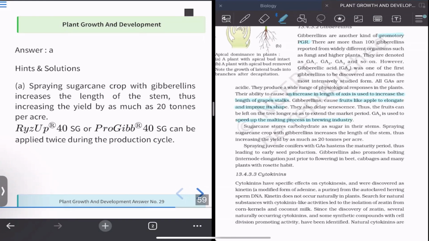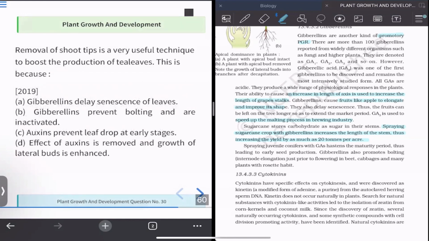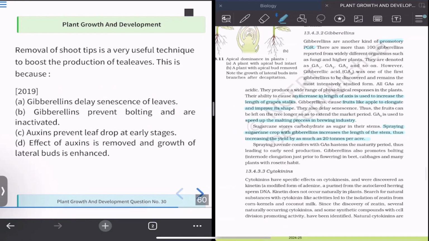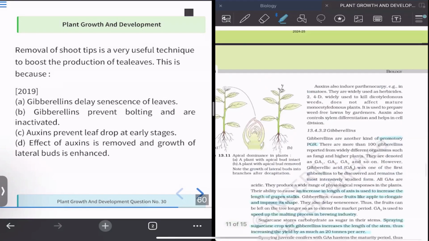So sugarcane, they store carbohydrate as sugar in their stems. So spraying sugarcane crop with gibberellins increases the length of stem, thus increasing the yield by as much as 20 tons per acre. Okay. So next question we have that the removal of shoot tips is a very useful technique for the production of tea leaves. How is this actually possible?